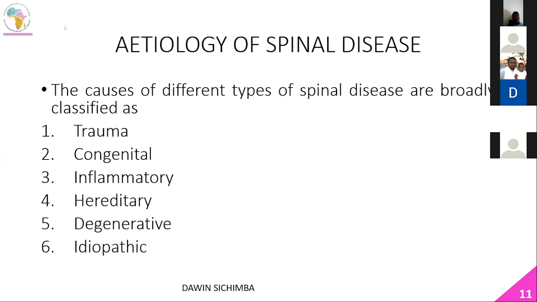Okay. So I was talking about the causes of spinal disease. These can be classified as traumatic, congenital, inflammatory, hereditary, and degenerative, as well as those which are idiopathic, or the unknown causes. Okay, let's go to the next slide.